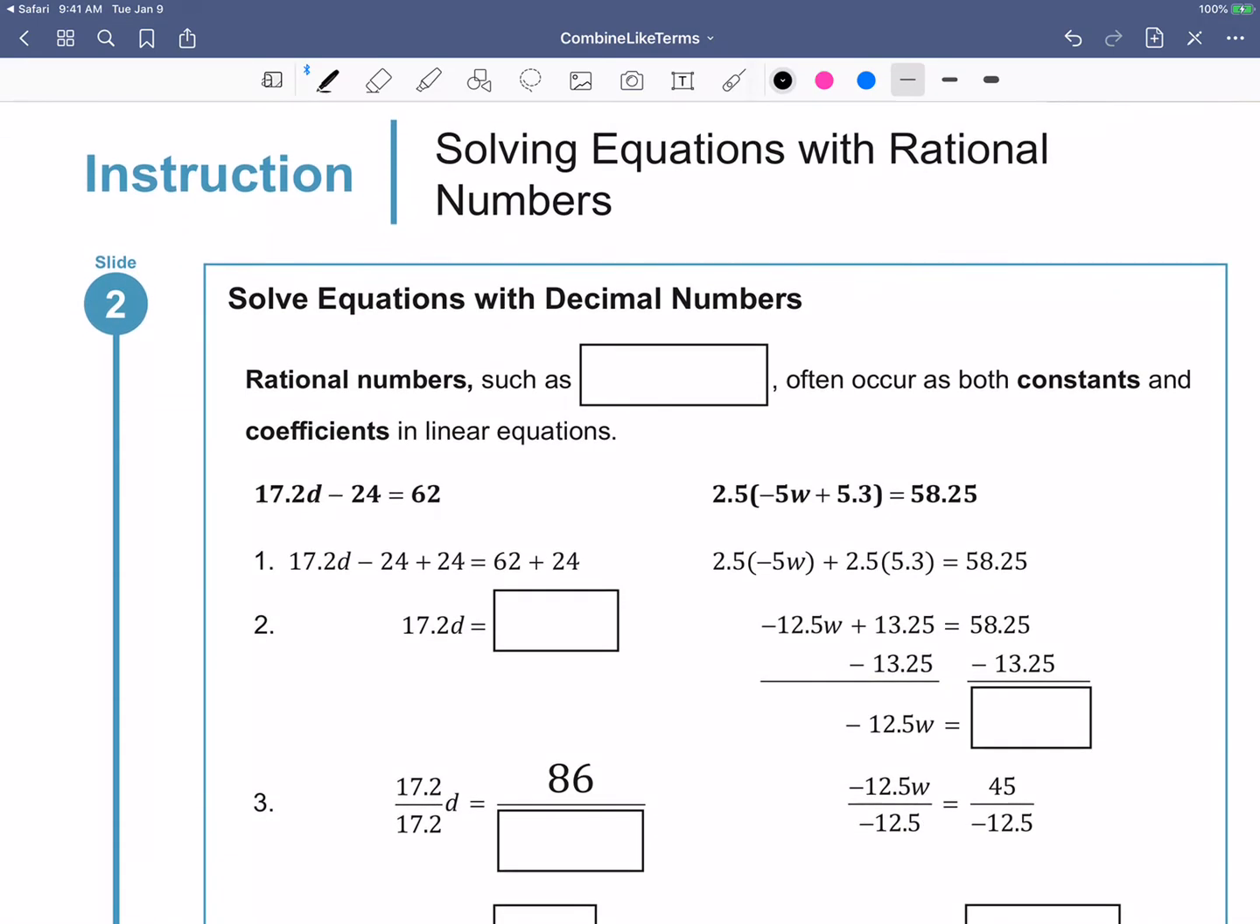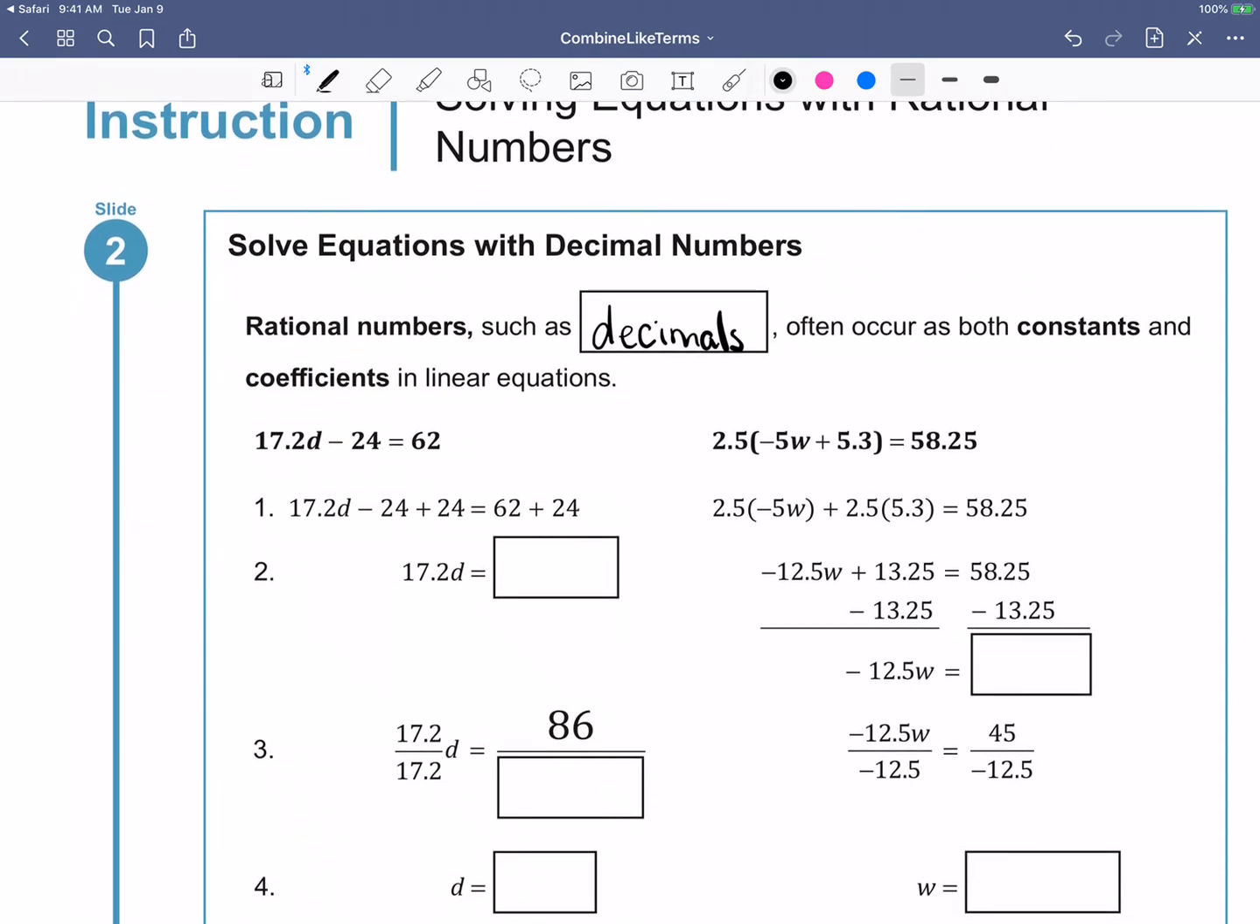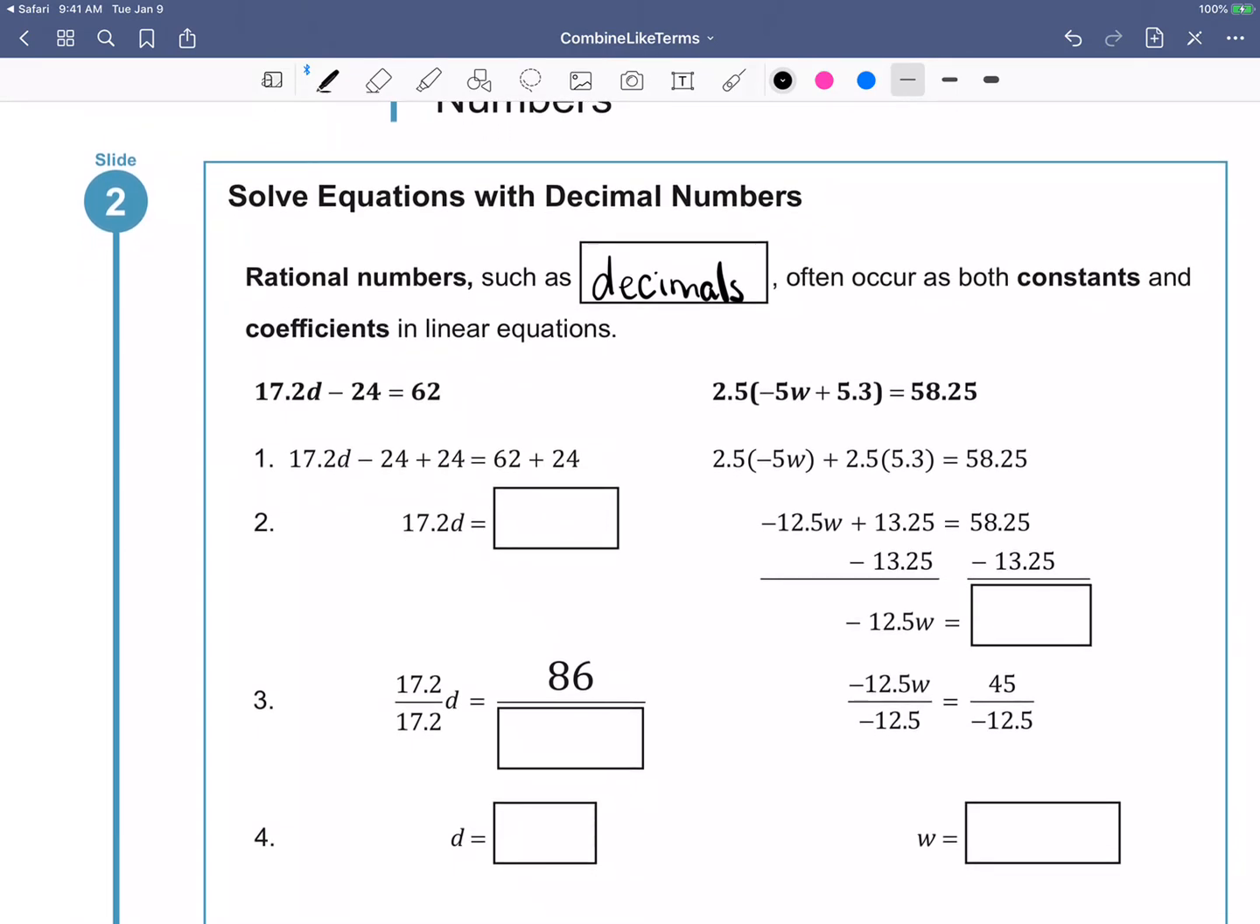Now solve equations with decimal numbers. So rational numbers such as decimals often occur as both constants and coefficients in linear equations. So we have a couple of examples here, right? Here in our first one, we have 17.2d minus 24 equals 62.